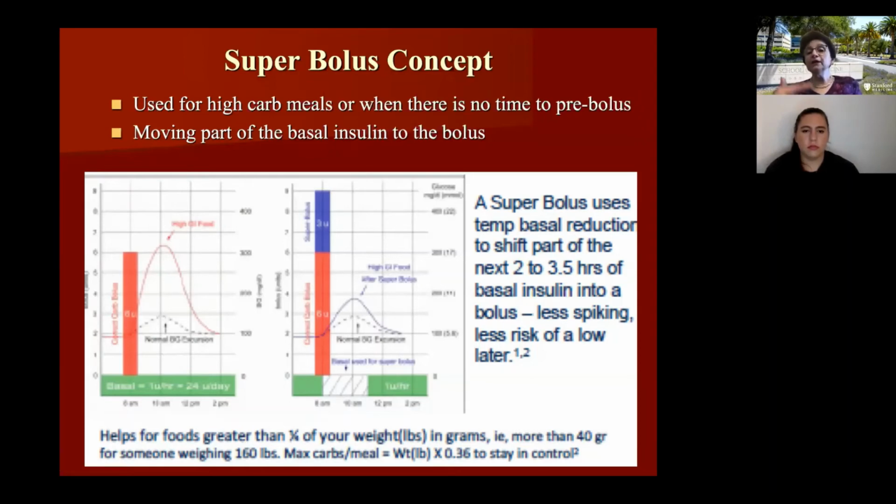And that means that you're likely using a lot of corrections during the day to get yourself down, or you're using a higher bolus amount to cover, to substitute for this basal rate.